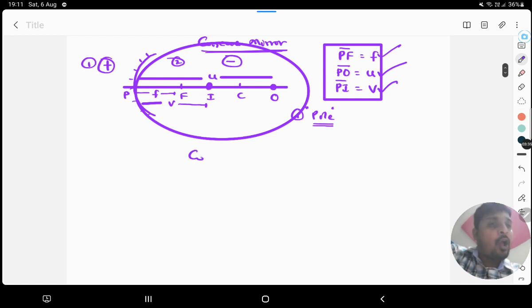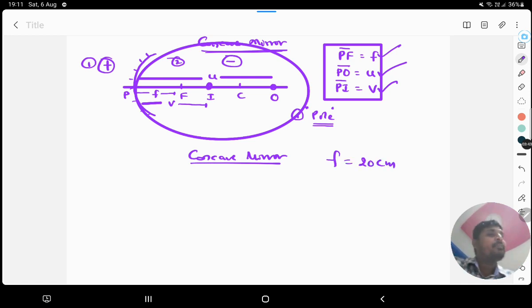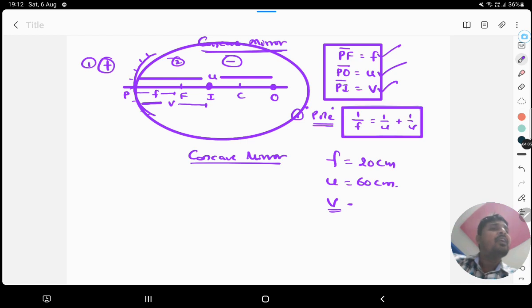There is a concave mirror whose focal length is equal to 20 centimeters and the object is placed at 60 centimeters. Then you have to find the value of V, the image distance. Obviously you are going to use the mirror formula for this. What is our mirror formula? 1 by F equals 1 by U plus 1 by V is called the mirror formula. Definitely we are going to use this formula. But we should apply the sign convention before solving any problem.